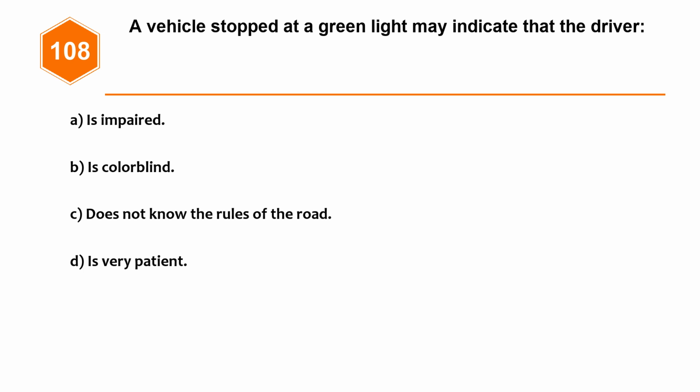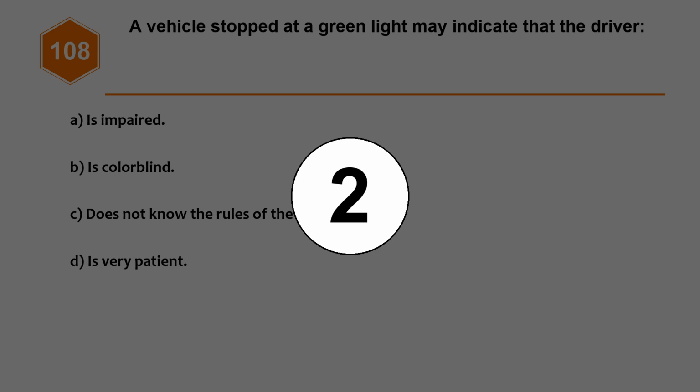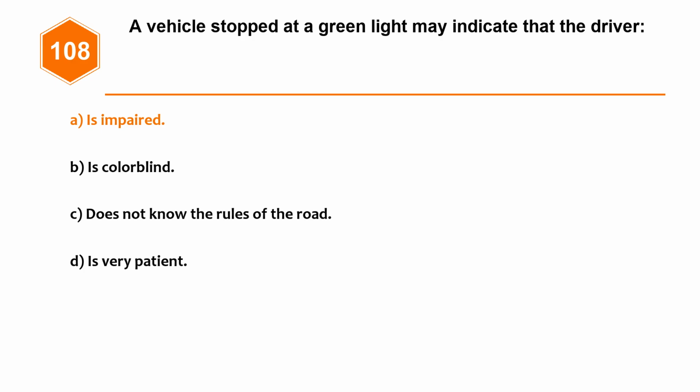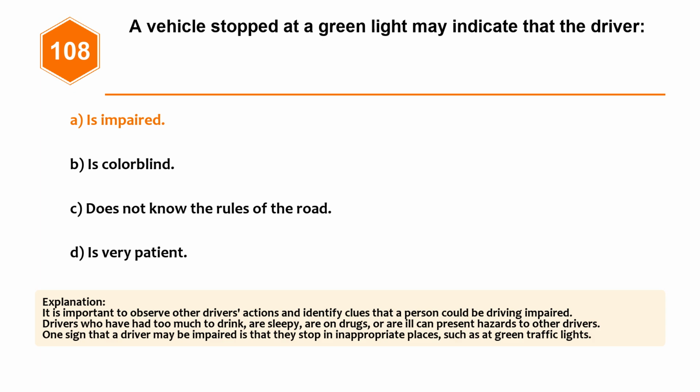Option B, is colorblind. Option C, does not know the rules of the road. Option D, is very patient. The correct answer is option A, is impaired. Explanation. It is important to observe other drivers' actions and identify clues that a person could be driving impaired.